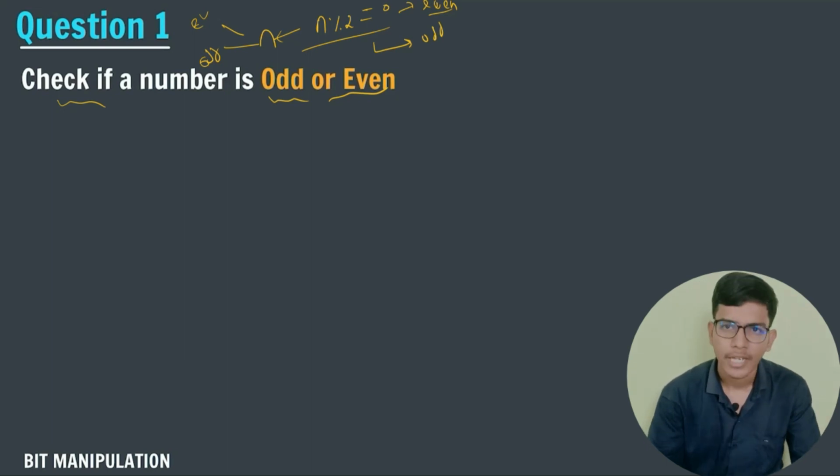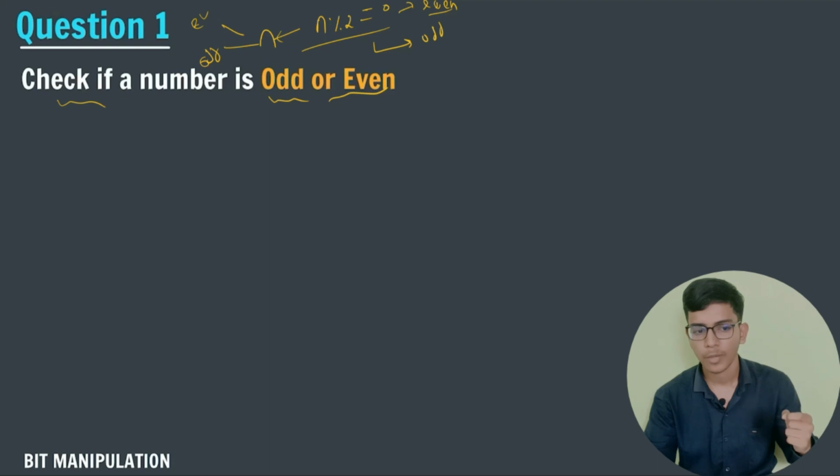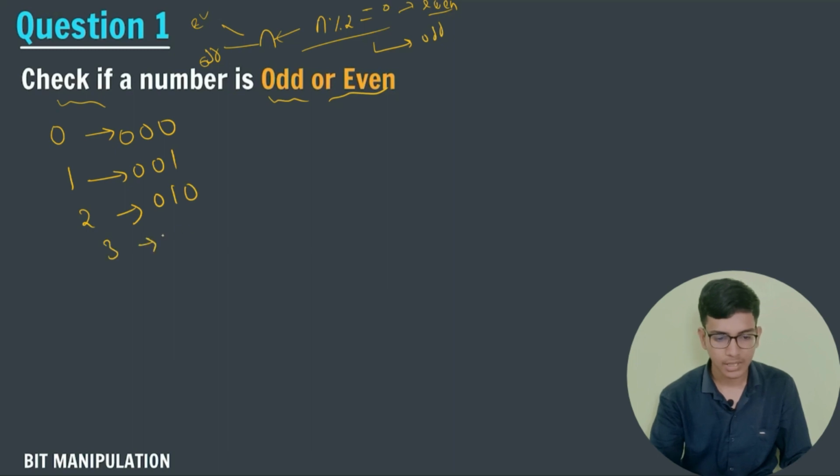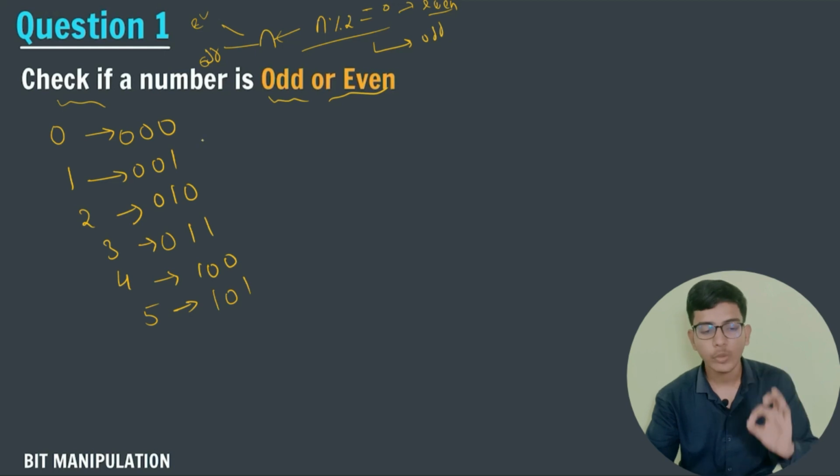I am going to write numbers from 0 to 5. The number 0 in decimal is equal to 000. 1 in decimal is equal to 001. 2 in decimal is 010. 3 in decimal is 011. After that, 4 in decimal is 100. 5 in decimal is 101. Right, these are the conversions of decimal numbers into binary numbers.